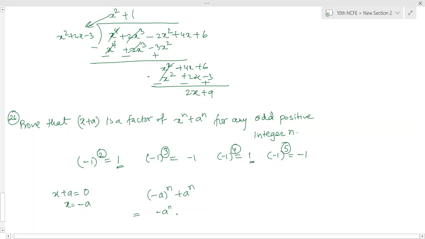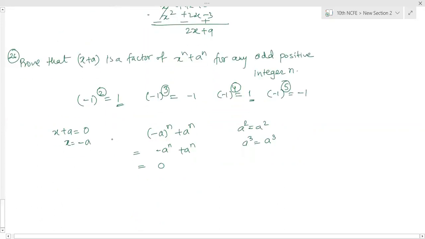The nth power is n power, no? a square is a square, a cube is a cube. So we have to write that one; we cannot write only a. So it is minus of a to the power n plus a to the power n. Both are the same terms with opposite sign. Answer is 0. So the remainder is 0.